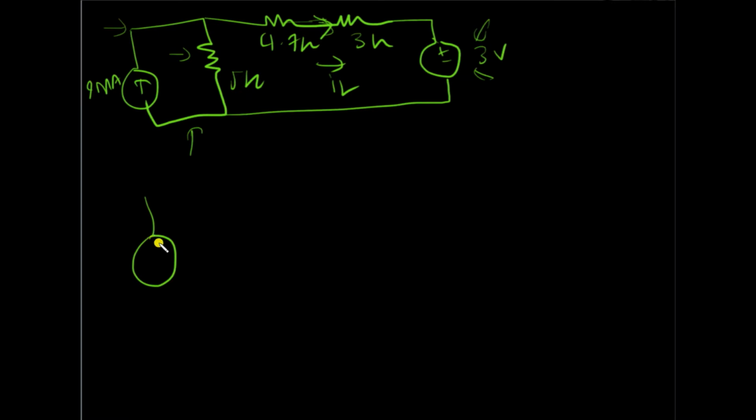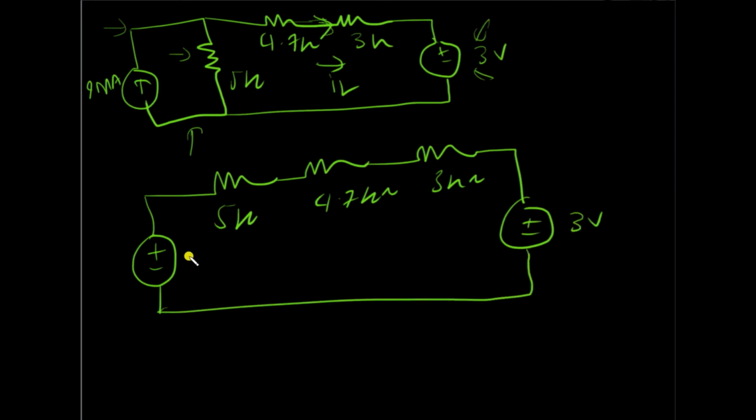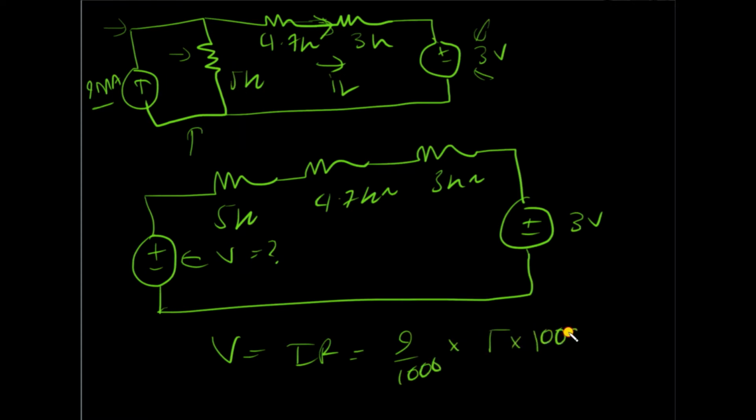Using source transformation, I can clearly see that the internal resistance would stay the same. There would be a 4.7 kilo ohm resistor, and then a 3 kilo ohm resistor here, and then there would be a 3 volt source. Now what would be the value of this voltage source? Well, I can find it using V equals IR. The current is 9 milliamps, so 9 divided by 1000 times the resistance, which is 5 kilo ohms, 5 times 1000, and that means the voltage would be 45 volts.